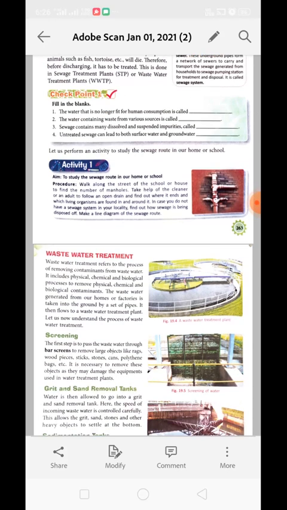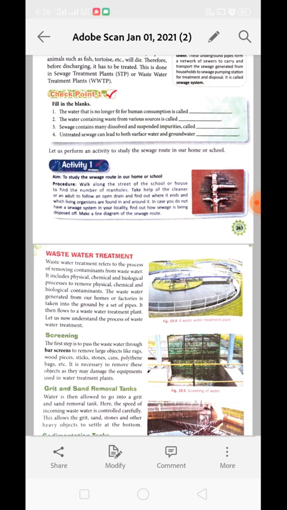The term sewer is often used by us in this chapter. The meaning of this term is underground pipes for the collection of sewage. Underground pipes for collection of sewage are called sewers. These underground pipes form a network of sewers to carry and transport the sewage generated from households to a sewage pumping station, where it can be pumped out for treatment and disposal. It is called the sewer system.